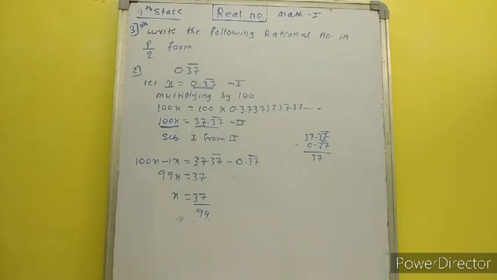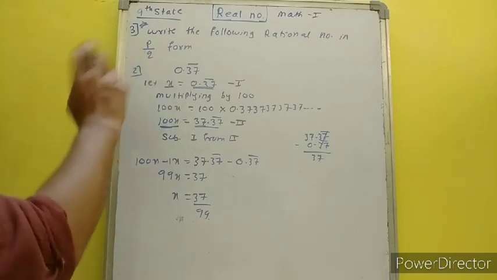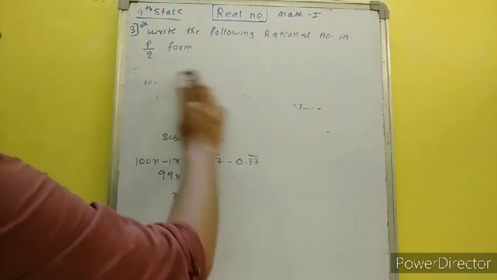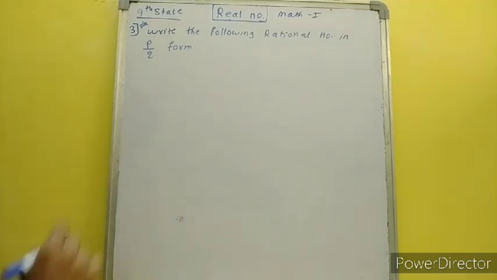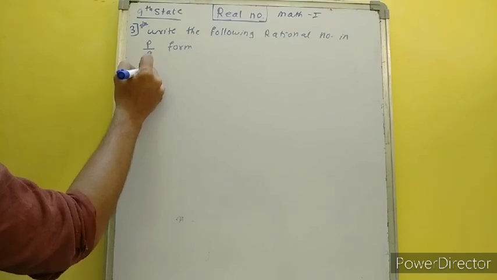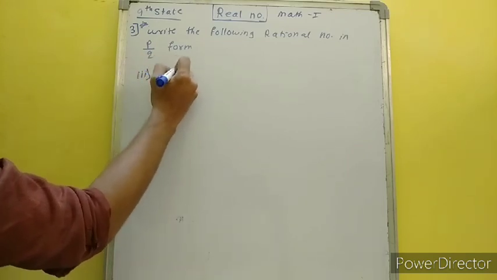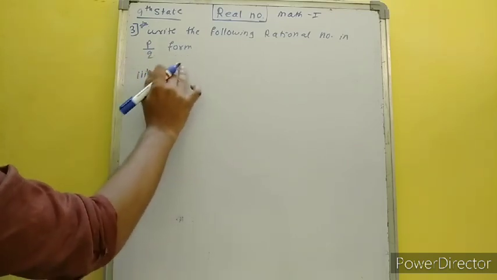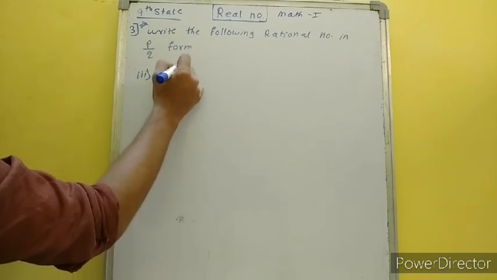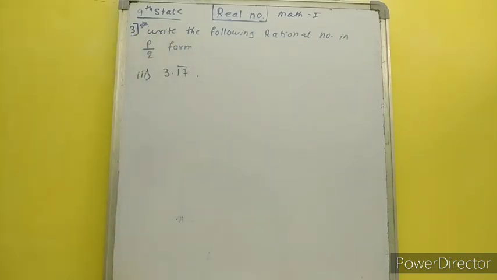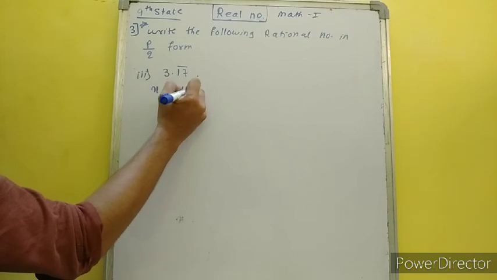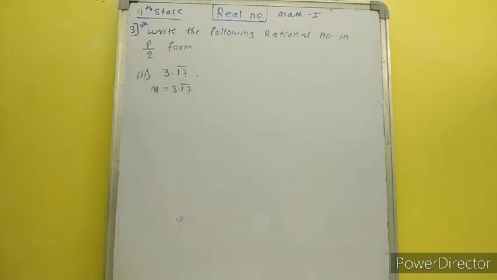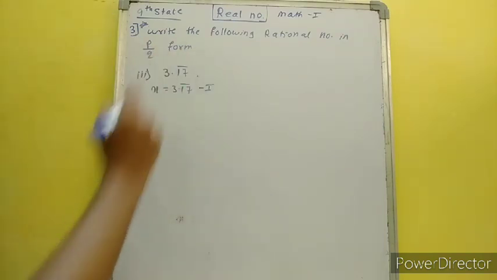So I hope you understood it. Should I do the next one? I'll erase this part. Third question is 3.17. We have 3.17 recurring. I'll take x equal to 3.17 recurring, taking this as equation number 1.